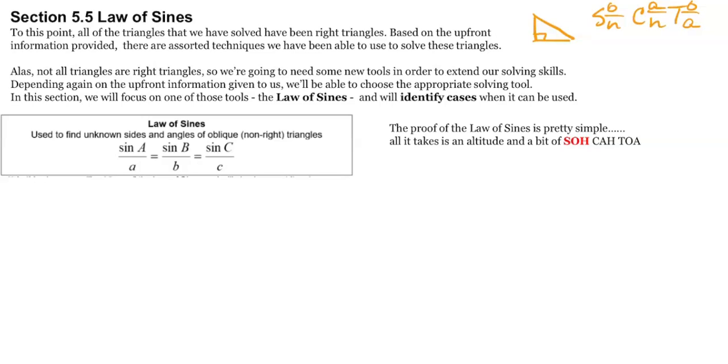Okay, so we're going to learn about law of sines, and you can use law of sines when you have a right triangle, but most people do not use it then. You generally use law of sines when you don't have a right triangle and you're trying to find either an angle or a side, and you've been given two angles and a side. That's key. You have to be given two angles and a side.